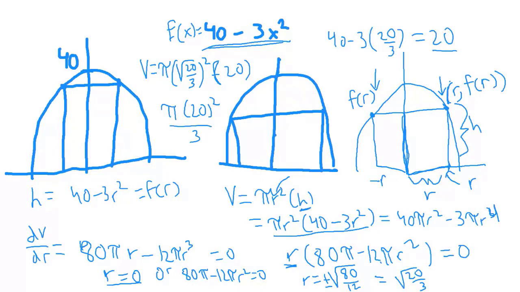How do I get h equals 20? So we found that the maximum r is root 20 over 3, and we found that our height equation is modeled by this f of x equation right here. So I just plugged root 20 over 3 into that f of x equation.